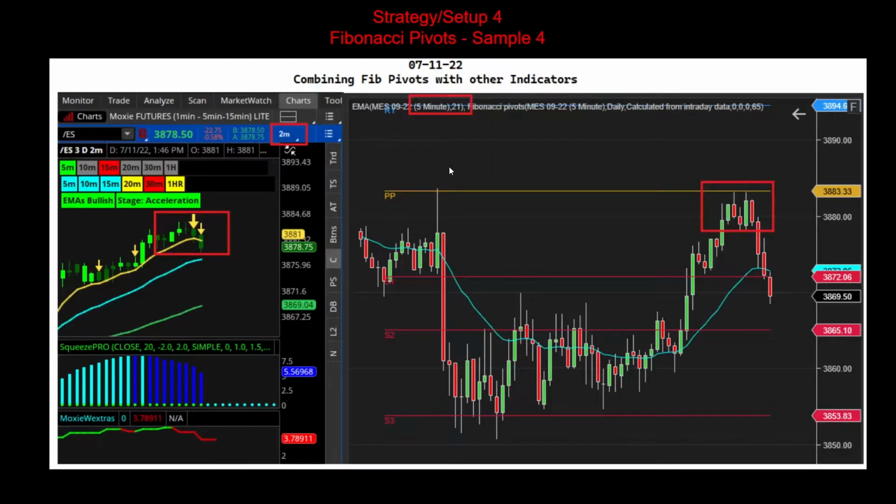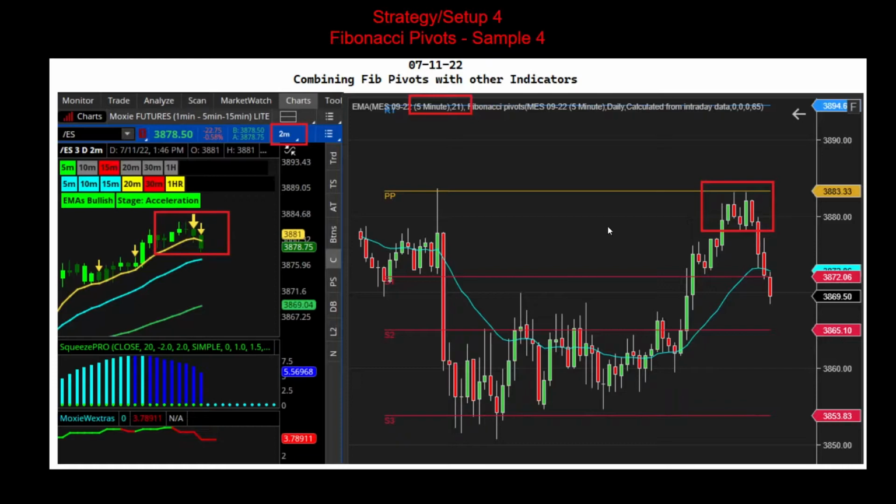What I like to do is combine these Fibonacci levels with my other indicators. These yellow arrows here are my exhaustion candles. I have another video on it, you can check it out. The little ones are mild sells, and the big arrows are the strong sells.